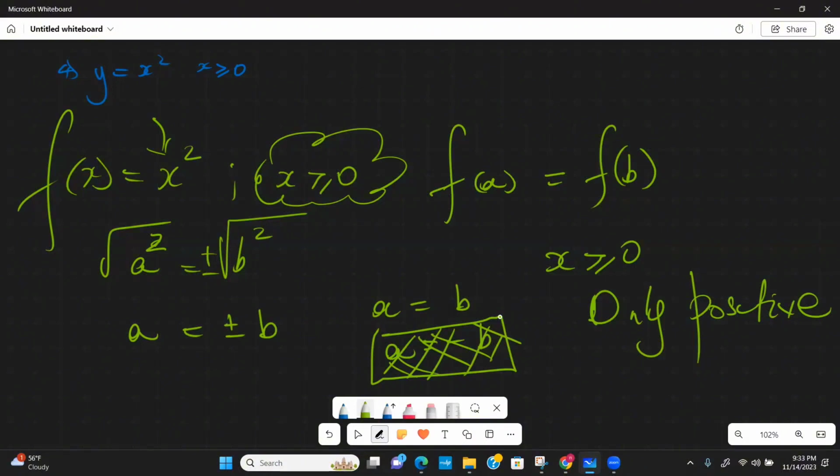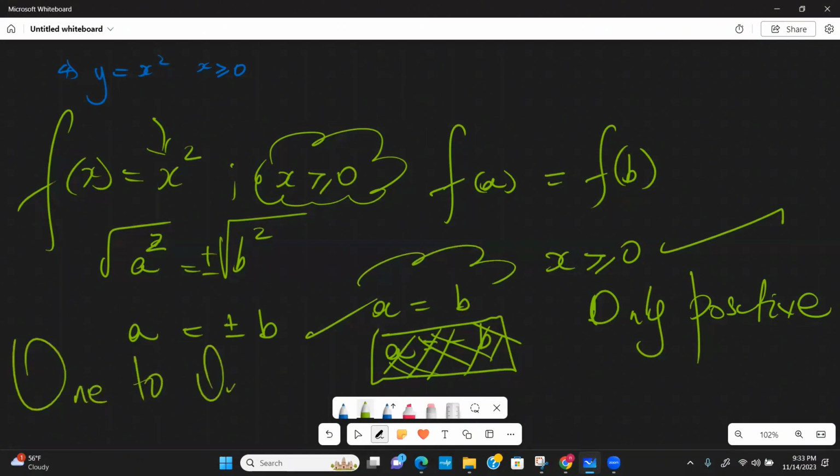So in this case, it is going to be a 1-to-1 function if x is greater than or equal to 0. So in this case, this would have suggested that, yes, we do have a 1-to-1 function where x is greater than or equal to 0.